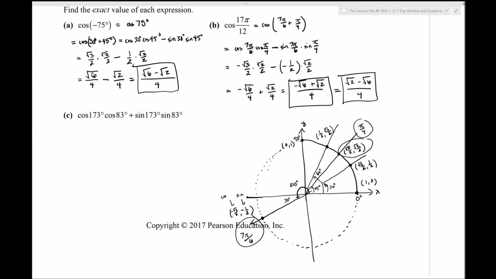So the unit circle, of course, is very, very important. It's going to show up a lot. In the second half of Chapter 7, when we're solving equations, we're going to be using the unit circle again over and over and over. Letter C: cosine of 173 degrees times cosine of 83 degrees plus sine of 173 degrees times sine of 83 degrees.